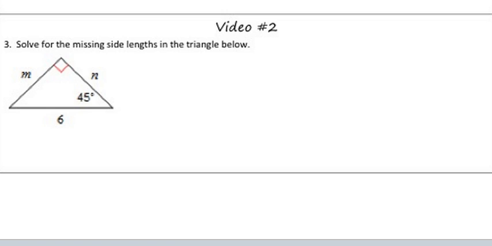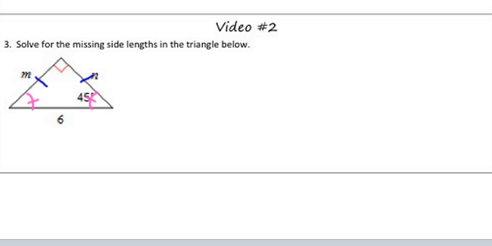By the end of this video, you should be able to apply special right triangle ratios. And here's our problem. We've got an isosceles right triangle. So that means our base angles are congruent, and also our legs are congruent.